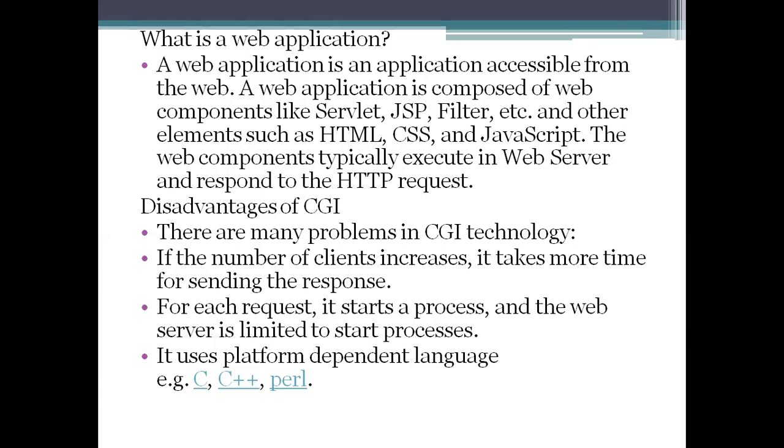Now, what are the disadvantages of CGI? There are many problems in CGI technology. If the number of clients increases, then it takes more time to send the response. For each request, it starts a process, and the web server is limited in starting processes. So a process is a slow technology. That is, for each request, CGI requires a process, and it uses platform-dependent languages like C and C++.